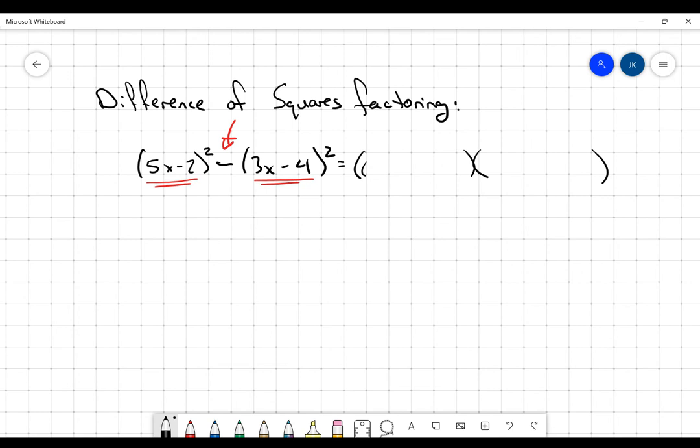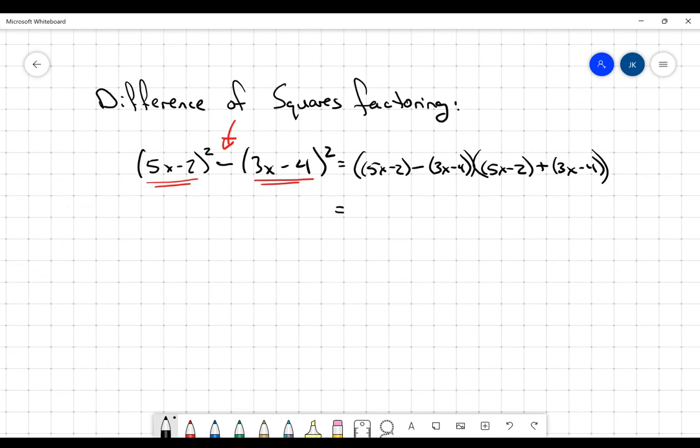What I'm going to do is put in the square root of 5x minus 2 squared, which is just 5x minus 2. I'll put that at the beginning in both of these two factors here. Then I'm going to create conjugates, so it's going to be subtraction and then addition. And then this will be 3x minus 4, because that is the square root of 3x minus 4 squared. I'll put that over here too.